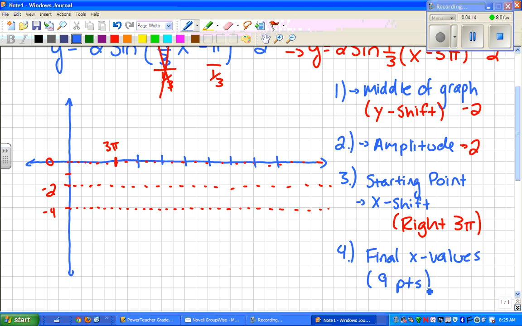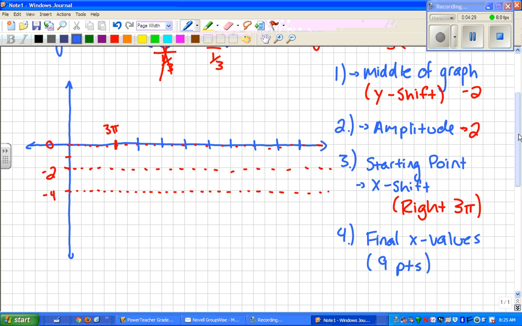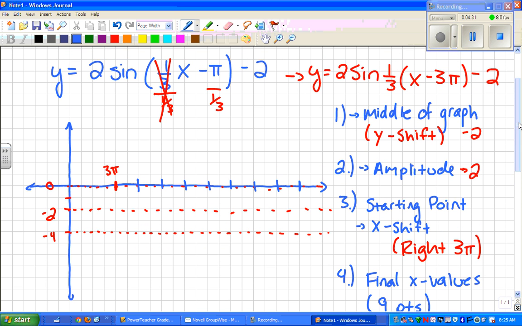Okay? And to find those points, I need to know what I'm counting by. So that's where I'm going to look at my period. Now I need to know what I'm actually counting by. So for the final x values, we need to know our counter. So let's go back up. What's going to help us find out that counter? Well, that 1/3 is going to help us find that counter. Okay, so a normal period for sine has a period of 2 pi. But now, like we just pointed out, I've got this x divider out here of 1/3. So I'm going to take that 2 pi and divide it by 1/3, and our new period is 6 pi.